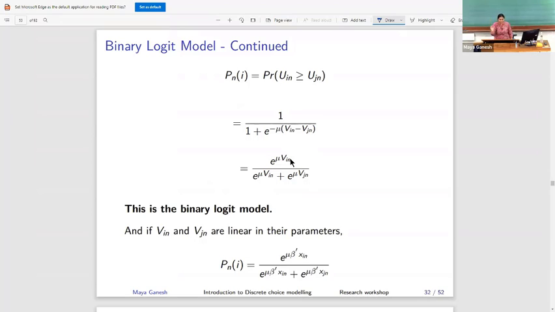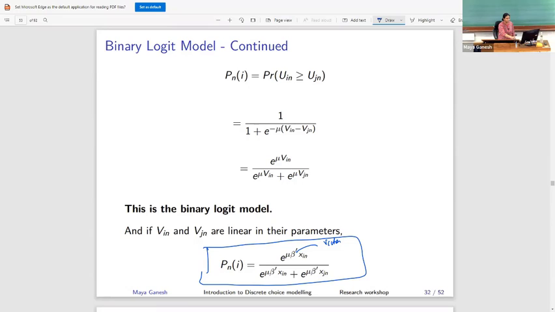So what is the final step which is left for me? I should be able to use this probability to infer, because what is my final goal? I want to find out what those betas are, so I need to be able to infer these parameters. So I define an indicator variable, which takes the value 1 if the person chooses alternative i, and 0 if the person chooses alternative j.